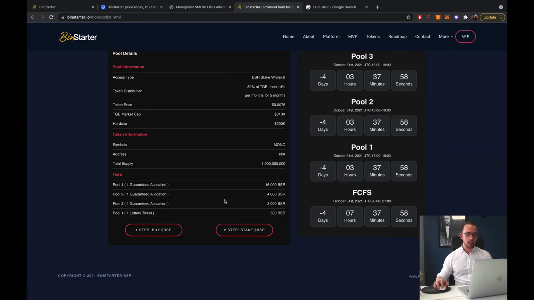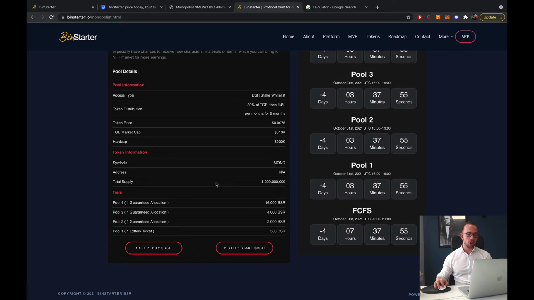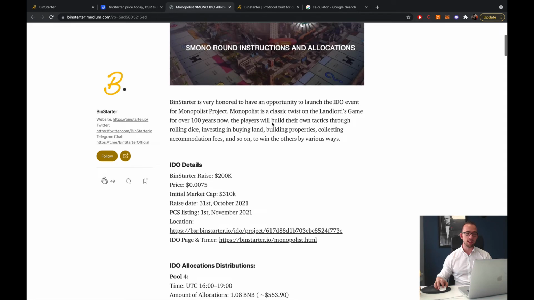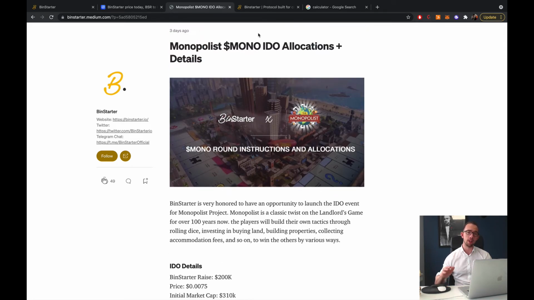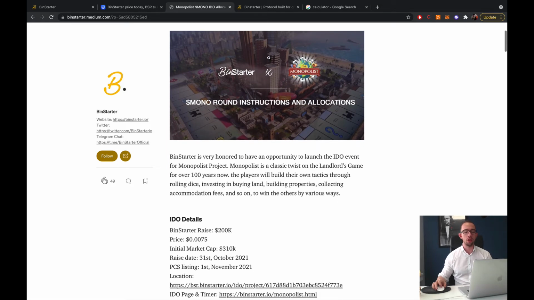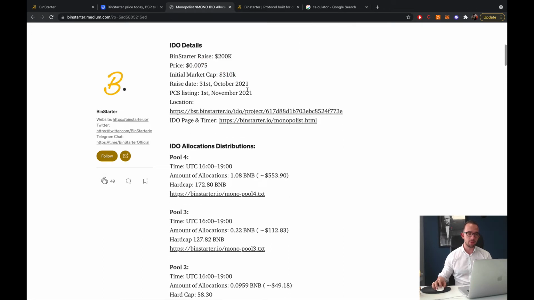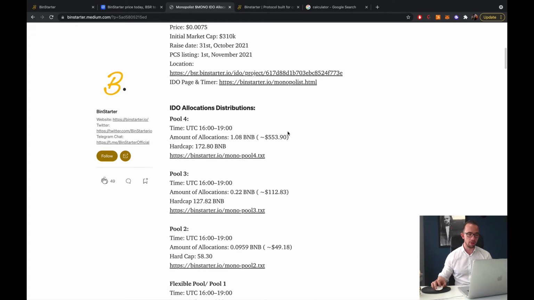To give you some understanding on how the weight distribution works, let me head over to the details of the example that I have for you. Monopolist, right? We cannot, nobody can foresee the future, but we can look back and I can give you an example of something that you might be able to expect. Always do your own research. So the total raise was about $200,000 for a price of about not even a cent a pop, right? With an initial market cap of 310, then the timer and all the information.